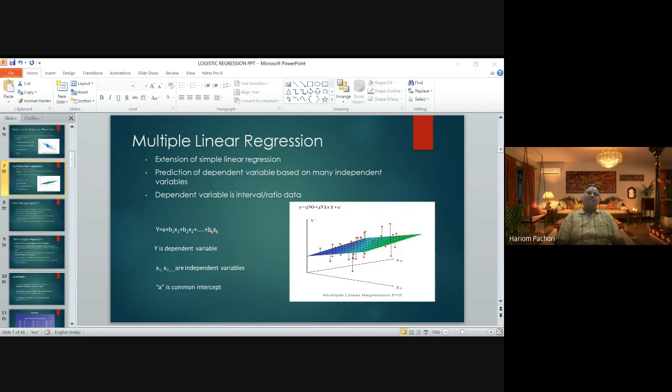Independent variables are continuous or interval. The S-shaped relation cannot be accommodated by linear regression. This logistic regression follows the S shape of the relationship, and it cannot be accommodated by linear regression.